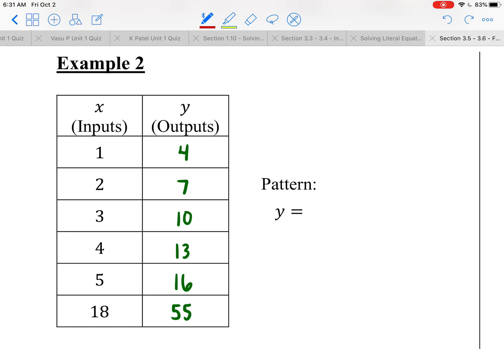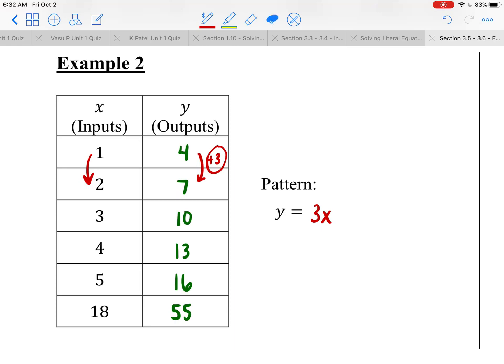And here's a nice little trick. When this goes up by 3 every time, that 3 indicates what you're multiplying by, which makes sense. If the input goes up by 1 and the output goes up by 3, then the output is going up 3 times faster. So I already know the pattern is going to be, you take the input and multiply it by 3. So I'm going to write 3x.